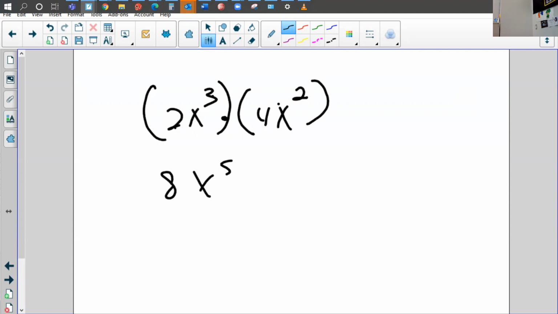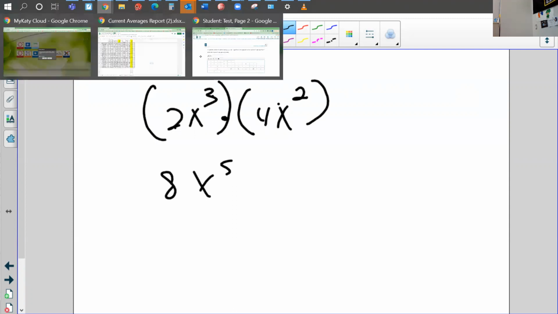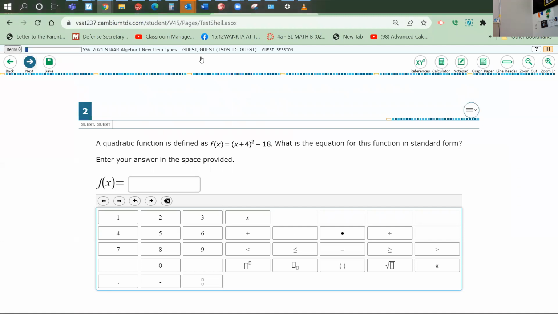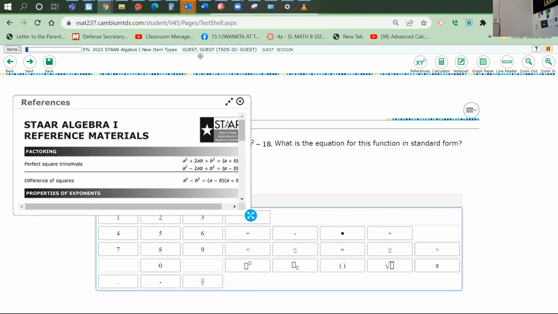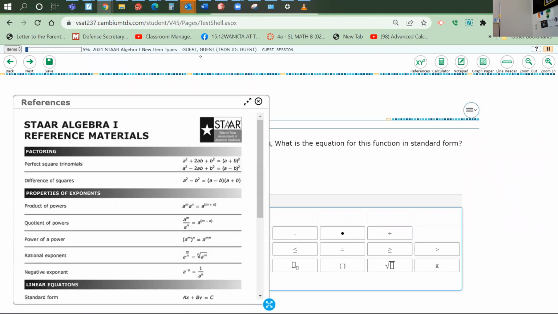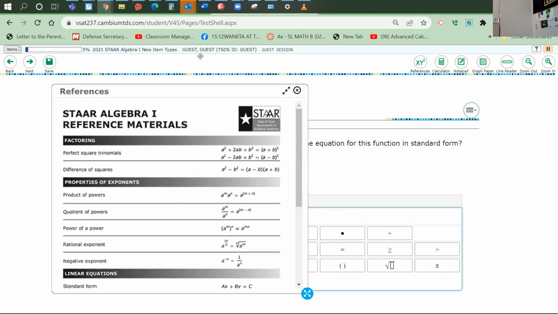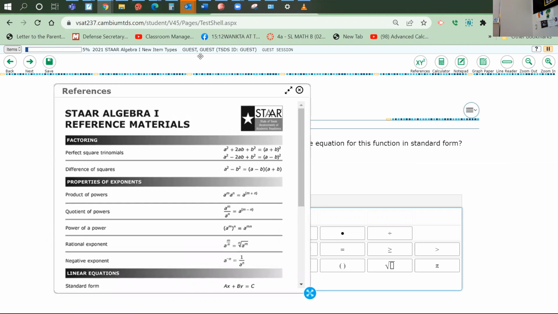I want you guys to become familiar with the reference chart. If you're stuck, if you don't remember what the rules are, click on the reference chart on your STAAR. It gives you the rules. If you look at exponents, it tells you here, when you multiply a to the m times a to the n, you just add the exponents. So if you get stuck, you can follow them right there.